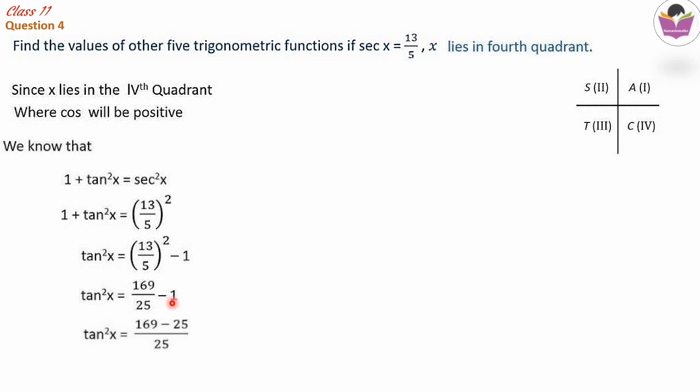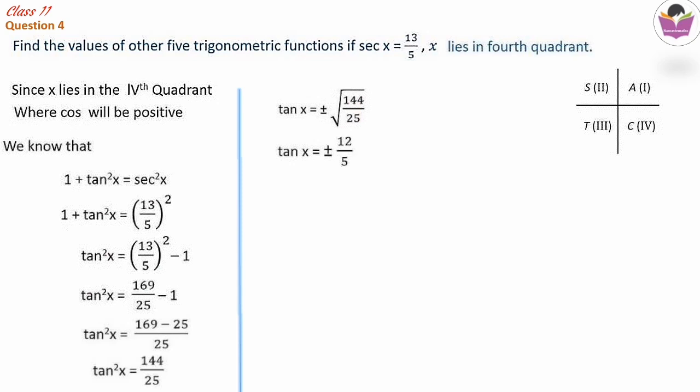If there is no denominator, we have to multiply with the common denominator. If there is a denominator, then no need to multiply. Same denominator means no need to multiply. So tan square x is equal to 169 minus 25, which is 144, divided by 25. Tan x is equal to plus or minus root of 144 by 25, and when you take the square root, 144 square root is 12, 25 square root is 5, plus or minus 12 by 5.